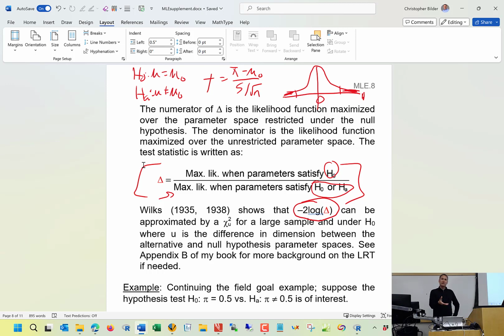So what this is saying is that if the null hypothesis is true, I would expect my values of delta, if I were to go out and take a sample, calculate -2 log delta, go out and take another sample, calculate -2 log delta, and keep on doing it over and over again, assuming the null hypothesis is true, I would expect the shape of the histogram to be very similar to a chi-square distribution, essentially. Now, this all works out if you have a large sample.